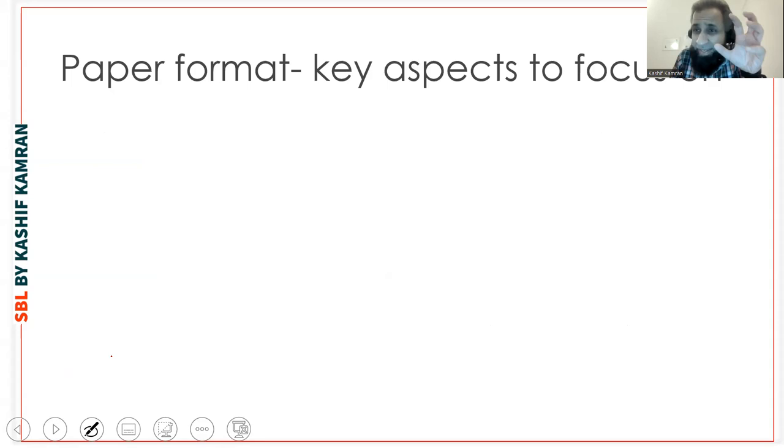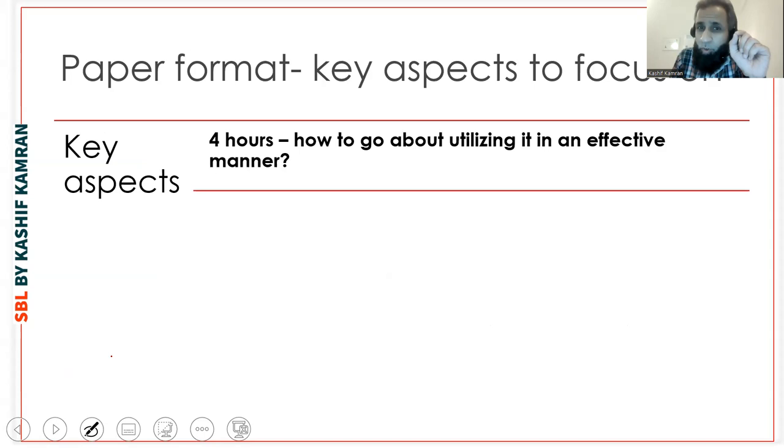Now, the paper format and the key aspects to focus on. What are the key aspects of this paper? Number one, 4 hours. How to go about utilizing 4 hours in an effective manner? Because you have so much time, what will you do in this time? How would you break this time between reading and planning and between writing the answer?